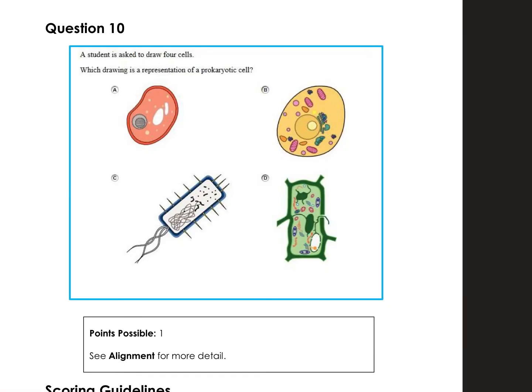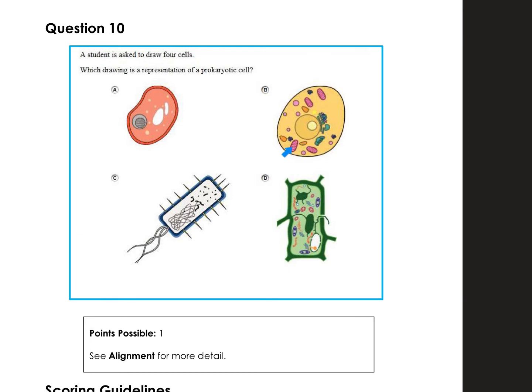Okay, so here, which drawing is representative of a prokaryotic cell? Well, I look at this and I see that this is DNA and there's no nucleus around it. Already I'm thinking this is definitely prokaryotic. So I look at this, I see a cell wall. I see it connected to other cells, other cell walls. I see a central vacuole. I see mitochondria. I see membrane-bound organelles, a Golgi body. I know that's not a prokaryotic cell.